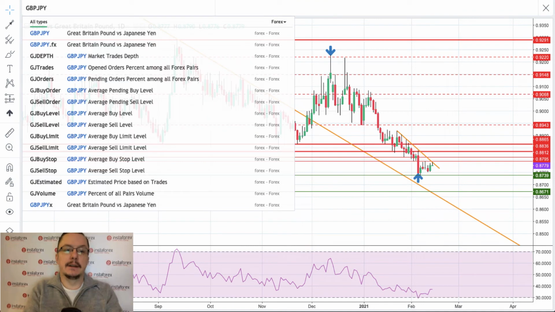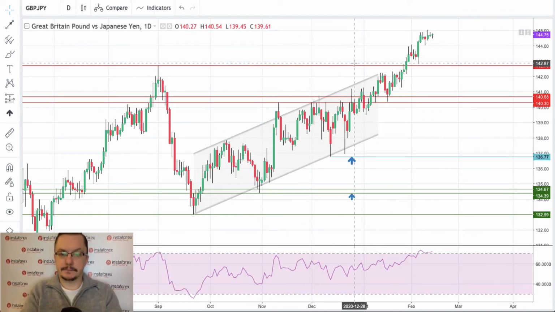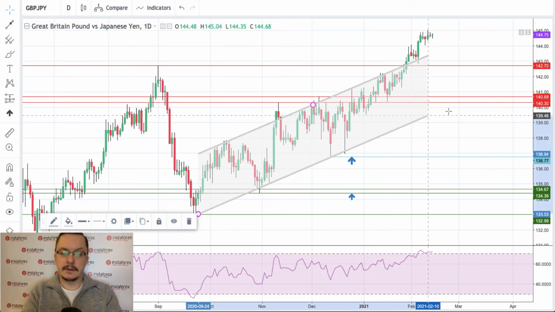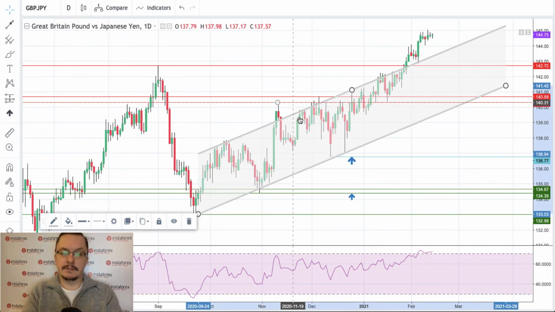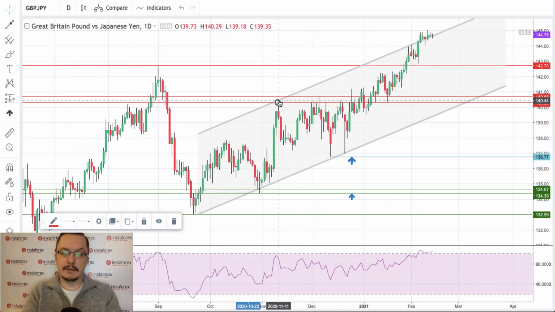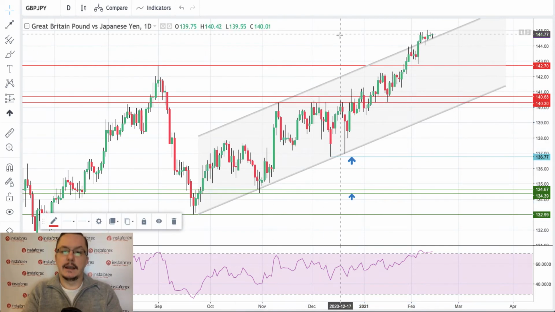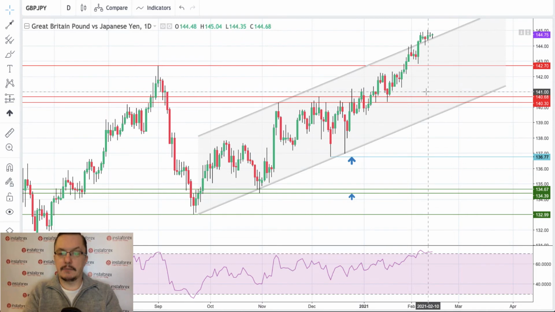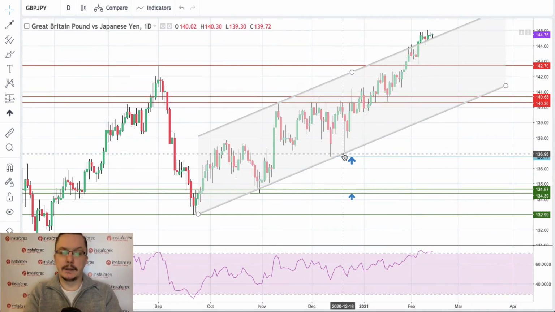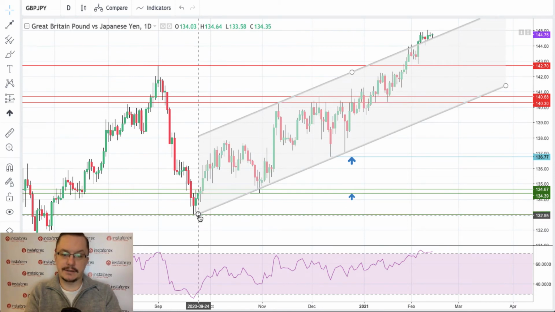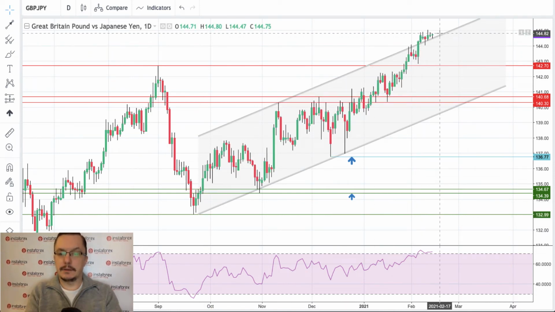Let's take a look at the last one, which is the British pound to the Japanese yen. We used to analyze this one as well. Let me just adjust our channel, because this market is moving inside of the channel as well, and this is our channel right now. This is the high, and as you can see, we have broken above the 142.70, which is the high of 2020, and right now we are trading just above the adjusted channel. So we are still going up and up and up.